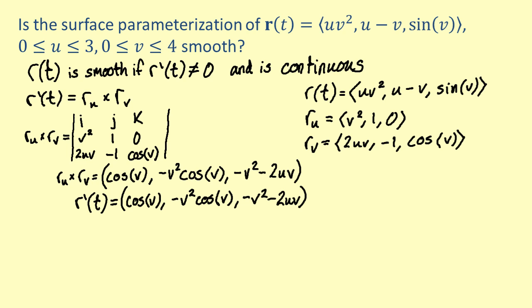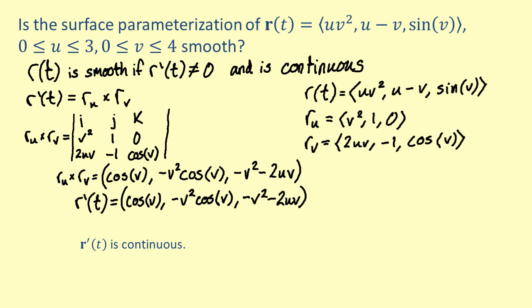Now we must check if r prime is continuous and not equal to 0. Note that each component is a continuous function, the addition of continuous functions, or the multiplication of continuous functions. Therefore, the entire function must be continuous.